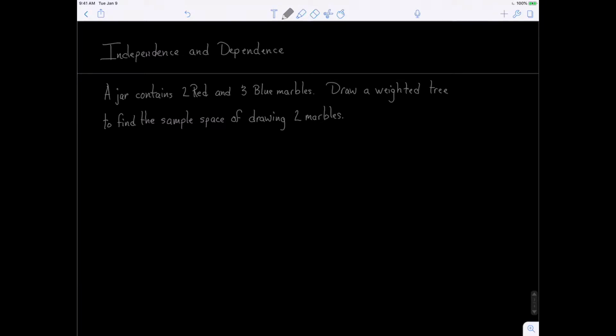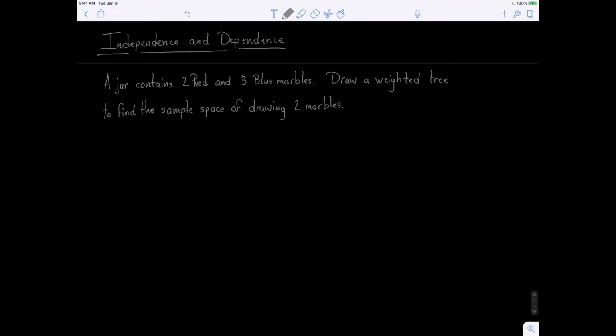Hi, this is Tom, and in this video we are going to talk about independence and dependence and how they can be illustrated by using a weighted tree. So I have written down here the problem that we're going to work with. It says, a jar contains 2 red and 3 blue marbles. Draw a weighted tree to find the sample space of drawing 2 marbles.